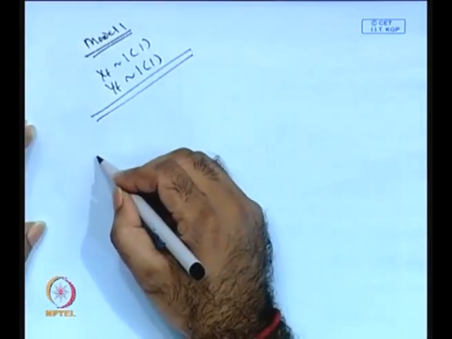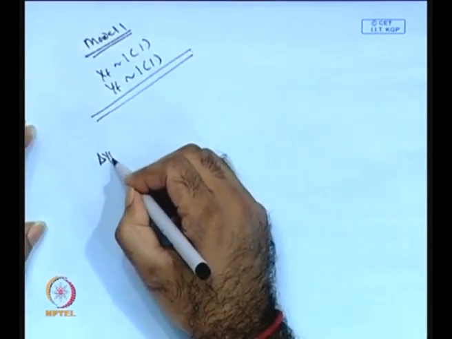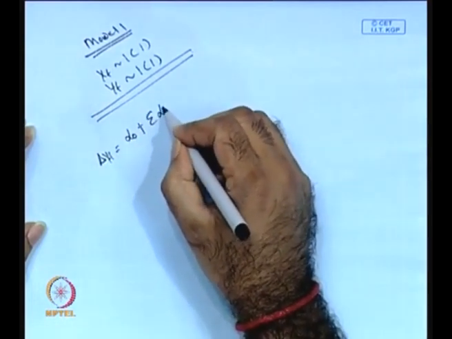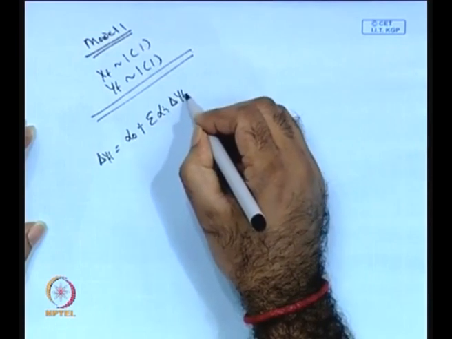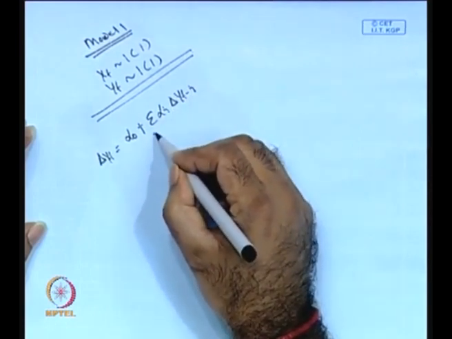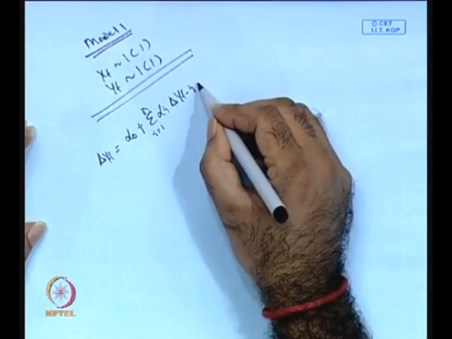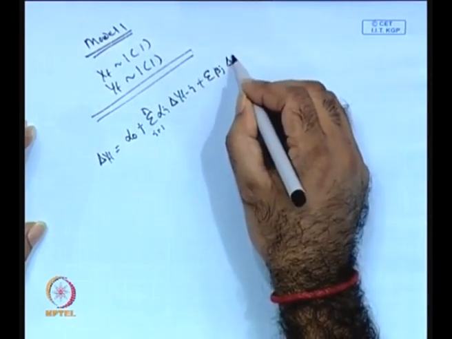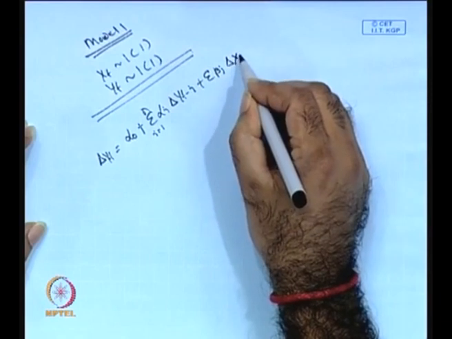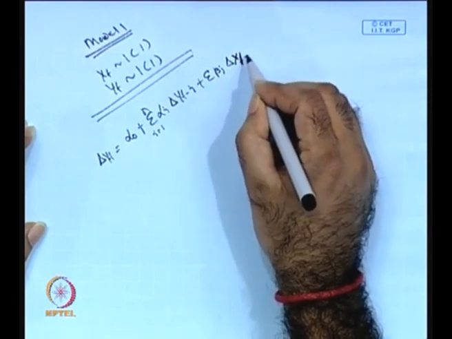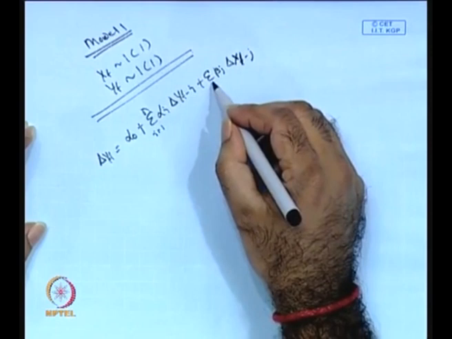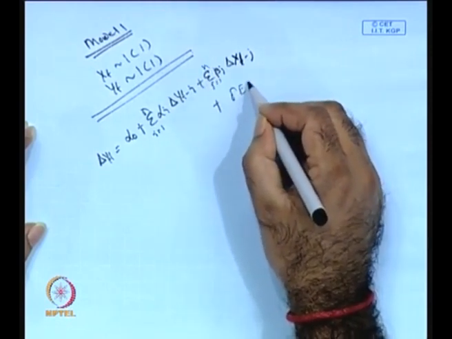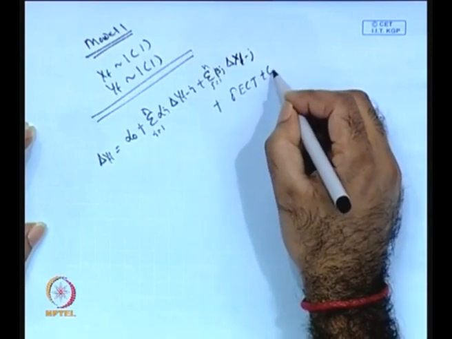So, I can write it this way. Delta y t is equal to alpha 0 plus summation alpha i delta y t minus i, i equal to 1 to n, plus summation beta j delta x t minus j, j equal to 1 to n, plus delta ECT plus u t.